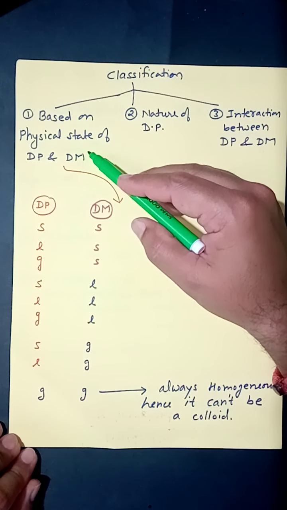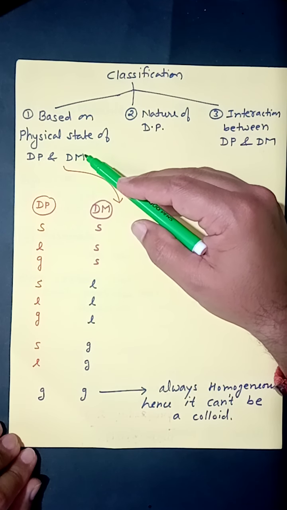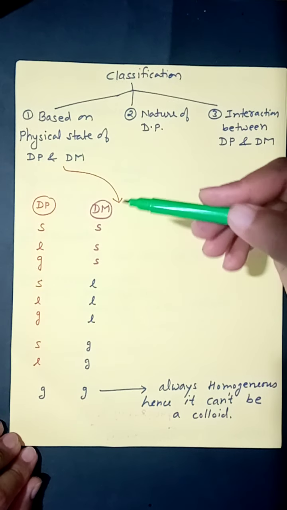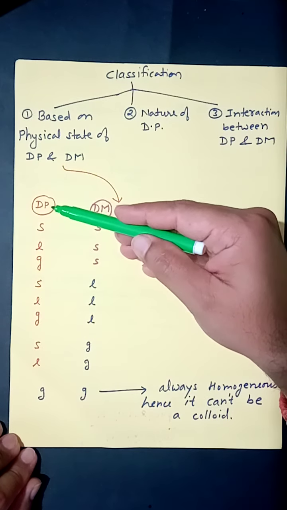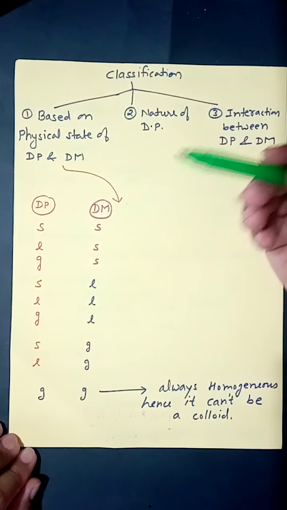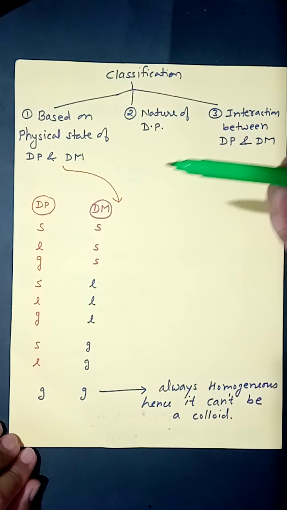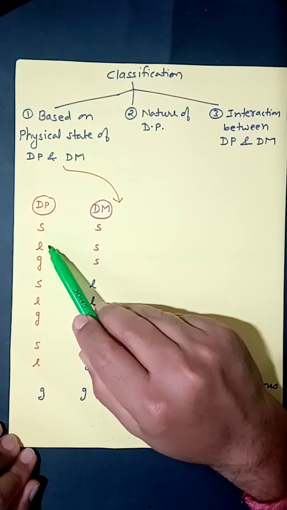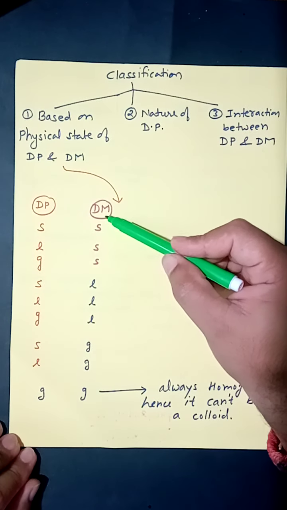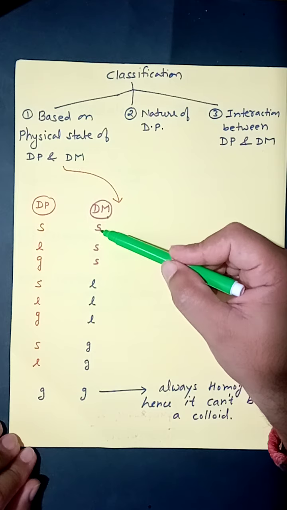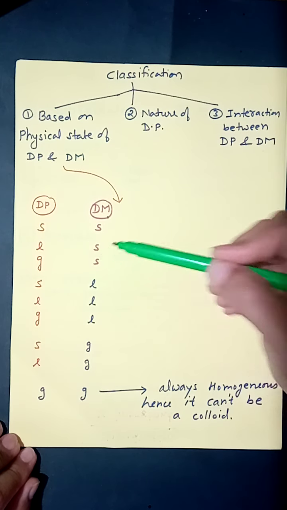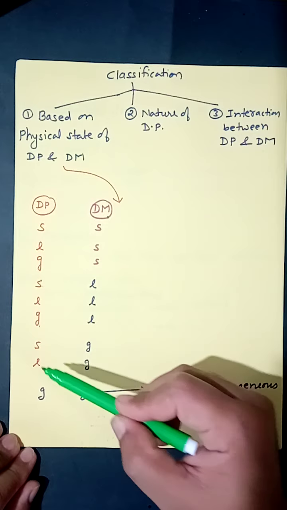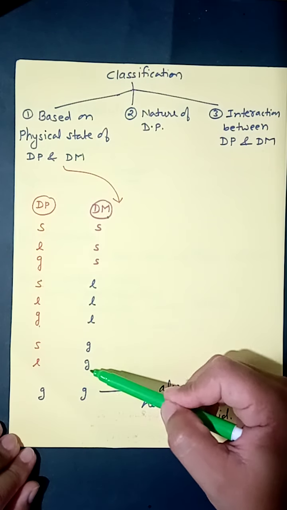First, a simple classification based on physical state. Just like solute and solvent can be solid, liquid, gas, here also dispersed phase and dispersion medium can be solid, liquid and gas. So here you can see, dispersed phase is solid, liquid, gas, and I take dispersion medium as solid, solid, solid. Then dispersed phase solid, liquid, gas with dispersion medium liquid, liquid, liquid. Then solid, liquid, gas with dispersion medium gas, gas, gas.